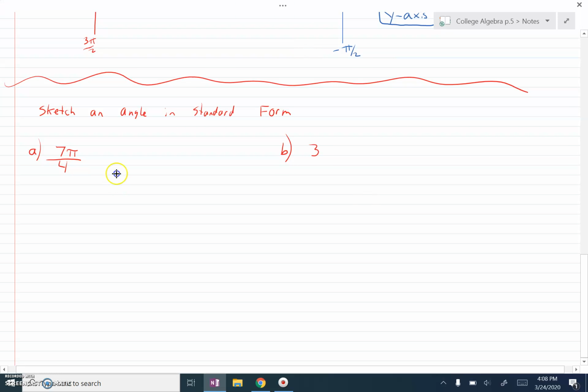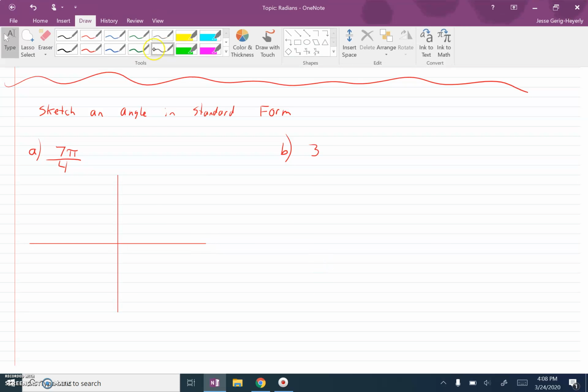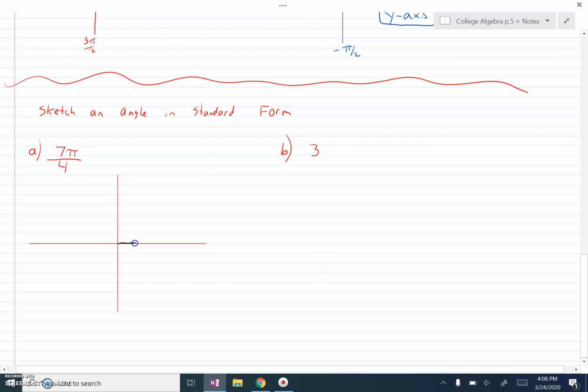So if I do the first one here, I know it's a positive number, so I have to go a positive direction. I know it starts here at this line. Okay, it starts at 0, and 7 pi over 4. So this is pi over 2, pi, 3 pi over 2. So I have to look, where does 7 pi over 4 fit? So first off, and this goes back to 2 pi. Is 7 pi over 4 more than pi? Did I go all the way past pi here? And the answer would be yes.